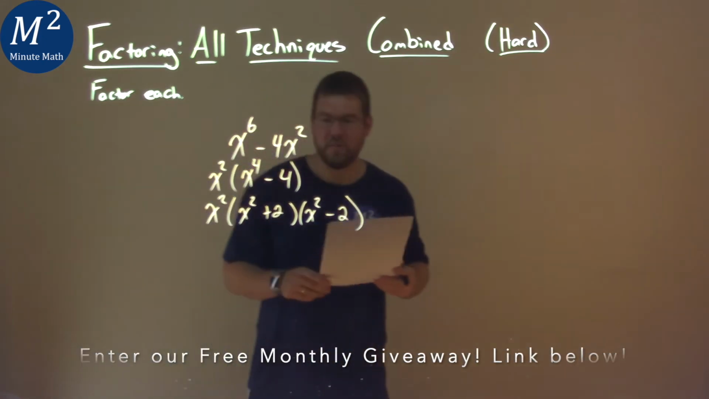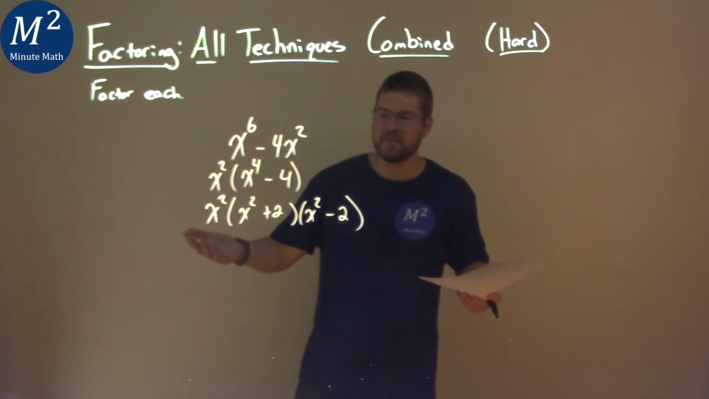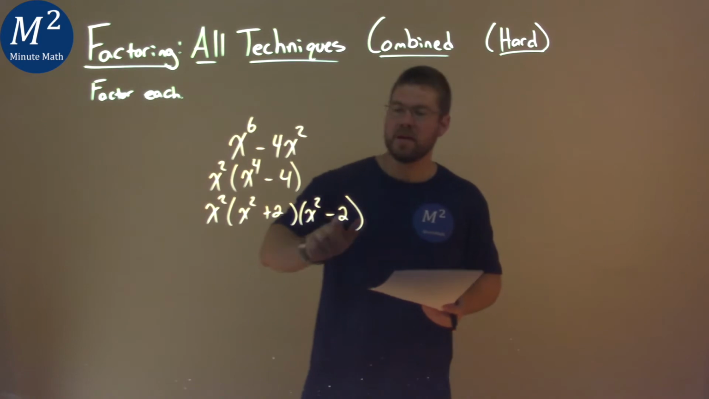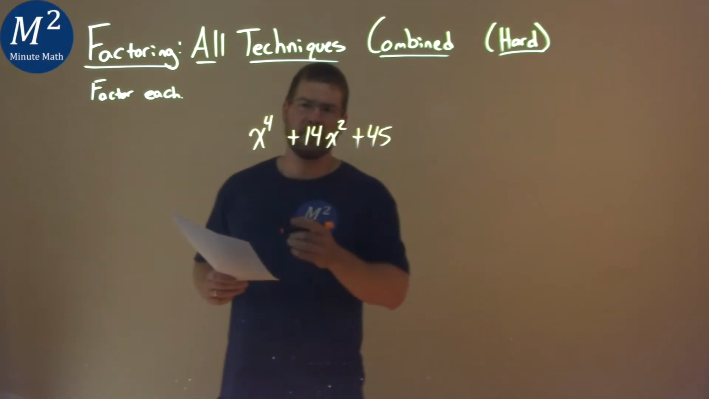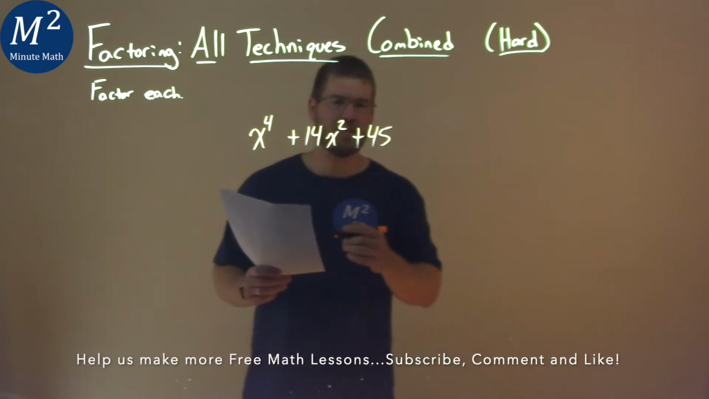And at this point, we actually are done. There's nothing more this can factor. So our final answer is x squared times x squared plus 2 times x squared minus 2. We're given this problem right here. x to the fourth plus 14x squared plus 45. We've got to factor this.